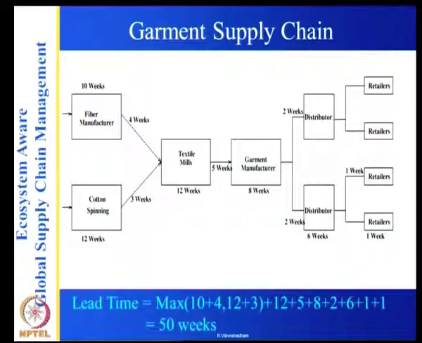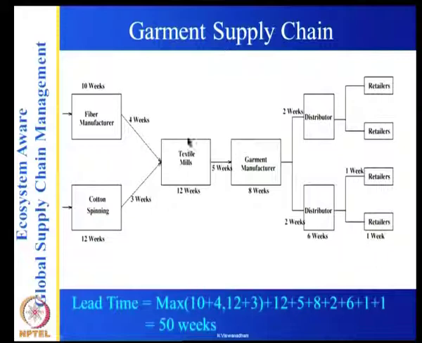So, if you take for example, a garment supply chain, you have the fiber manufacturer who takes 10 weeks. And you have cotton spinning, which takes 12 weeks, and the transportation takes 4 weeks, and here transportation 3 weeks. So, which actually means that this is the maximum of 10 plus 4 and 12 plus 3, which is 15.